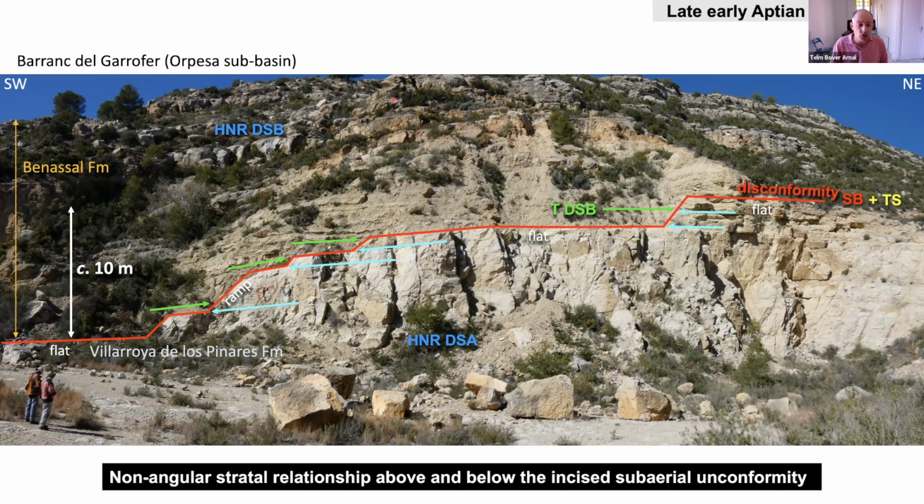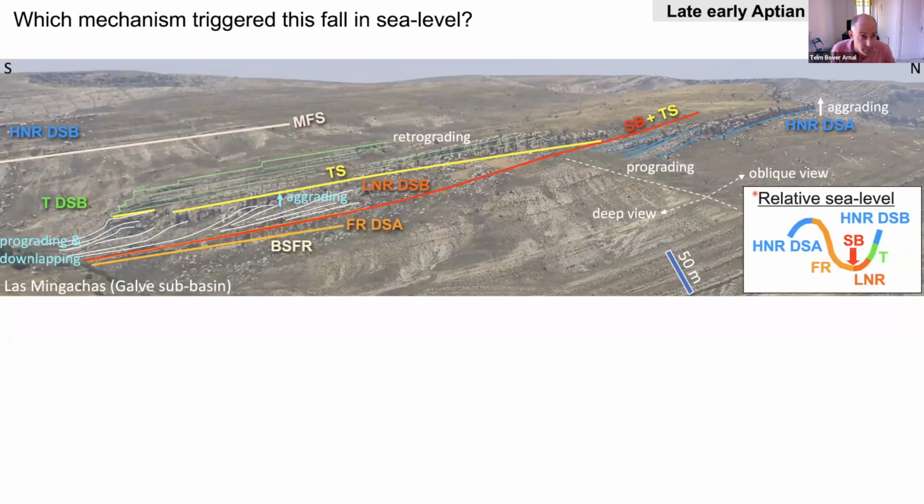And note also that there's a non-angular stratal relationship above and below the incised superior unconformity, and thus this unconformity corresponds to this conformity. Well, which mechanisms trigger this fall in sea level? We have done an estimation of the amplitude of relative sea level change by measuring the depth of the incised valleys. We have said that it was around 50 meters in the area of the meridians.